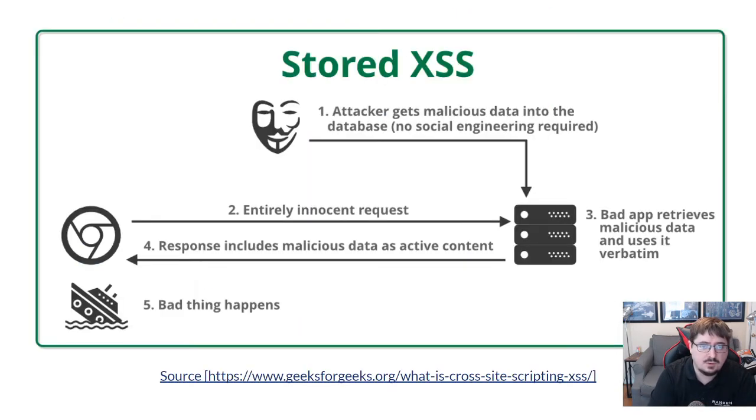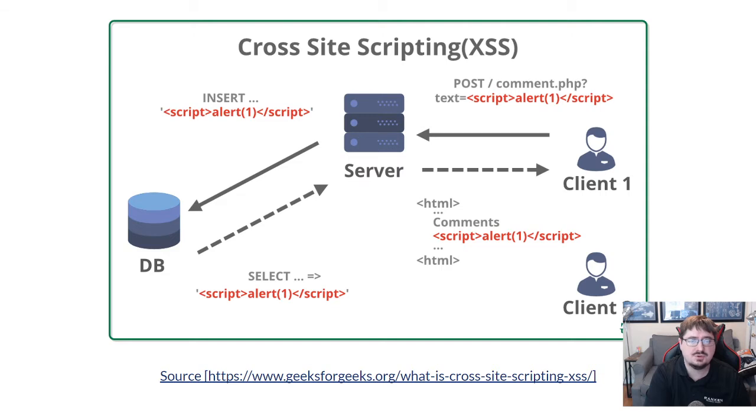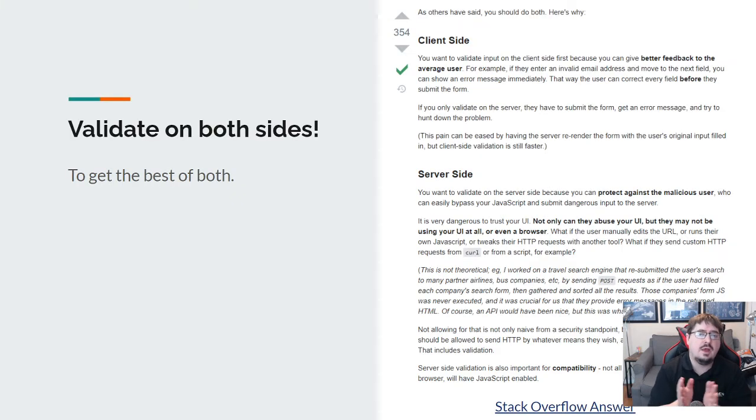So we talked about how we can do validation on the client side, and we can do validation on the server side. In reality, we want to end up doing validation on both sides, and the point is to get the best of both worlds. There's a really good Stack Overflow answer here about why that is, and a good explanation of how those things fit.